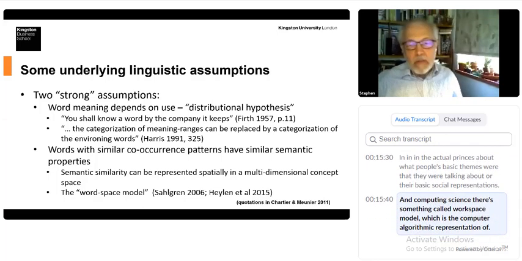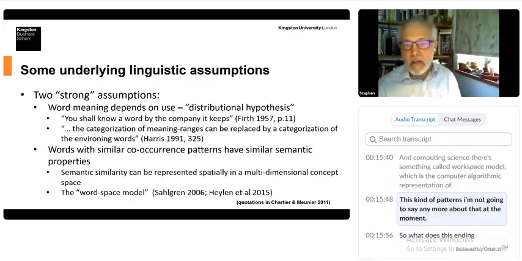In computing science, there's something called the word space model, which is the computer algorithmic representation of this kind of pattern. I'm not going to say any more about that at the moment.